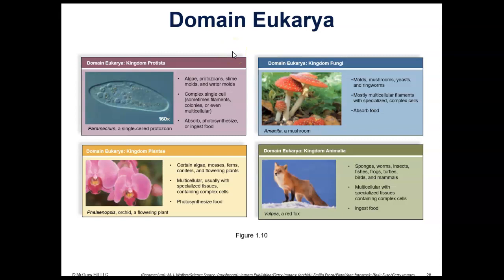So within the domain eukarya, we have 4 kingdoms. We have the kingdom Protista, which consists of protozoans and algae, slime molds and water molds, which are not classified as fungi. Even though they're called mold, they're not technically a fungus. So algae and protozoans and slime molds and water molds are the ones that you find in the kingdom Protista.